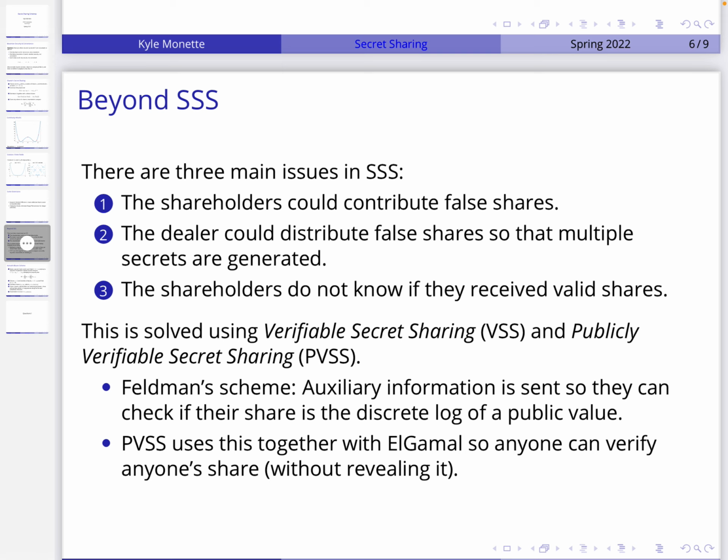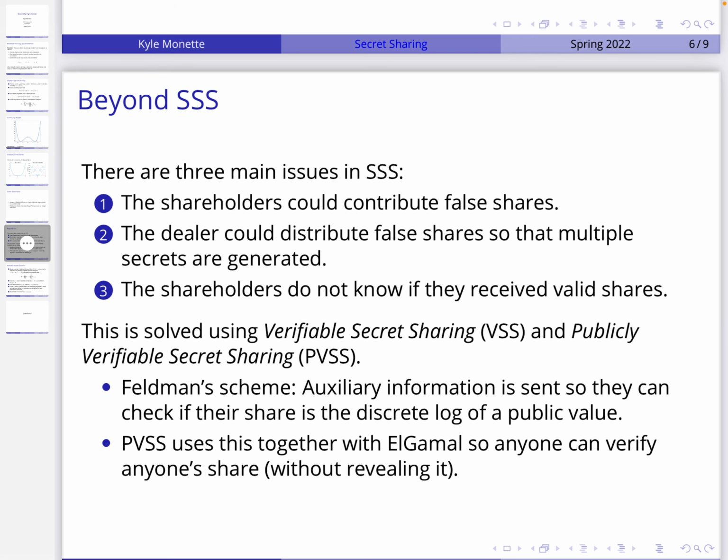So that's an issue. The other issue is that we don't know if the dealer is honest, in that maybe they don't want to reveal a secret, but they want to look transparent, and we would want a way to fix that. We also don't know if the shareholders received valid shares. So this kind of goes into the second point. How do I know as a shareholder that my share comes from the polynomial without revealing the polynomial? And this is solved using verifiable secret sharing and publicly verifiable secret sharing.